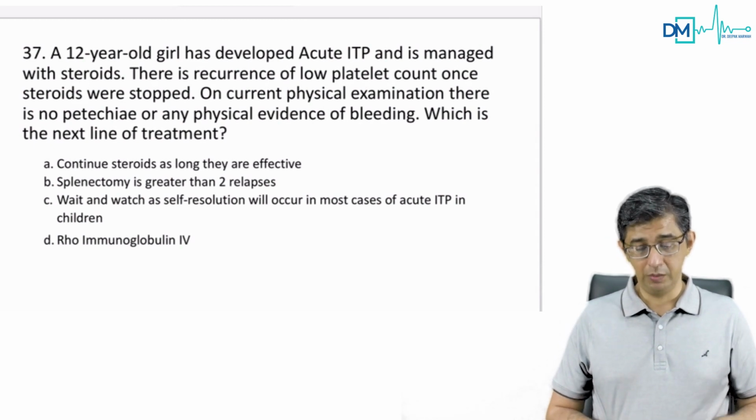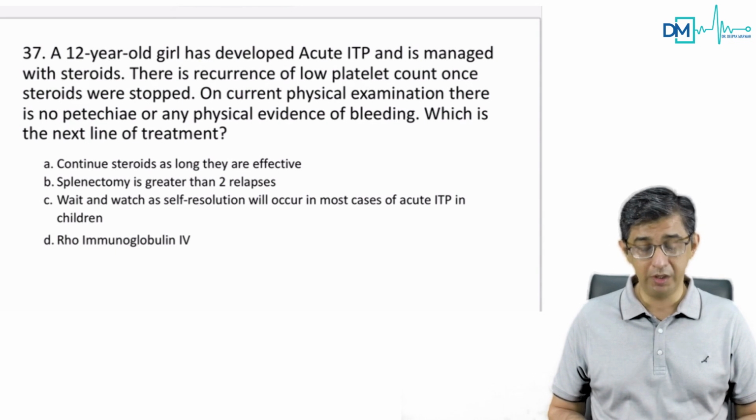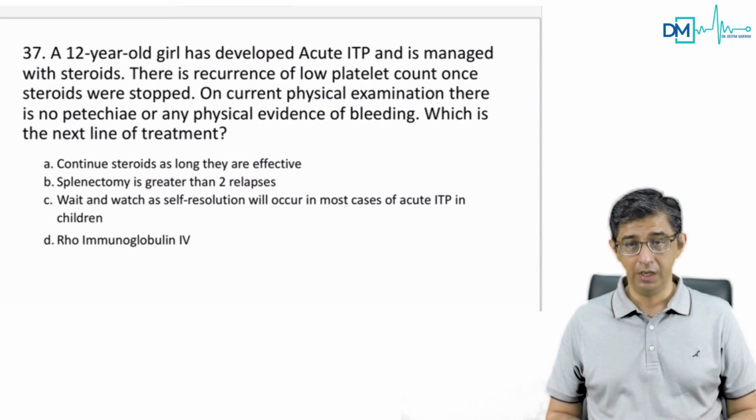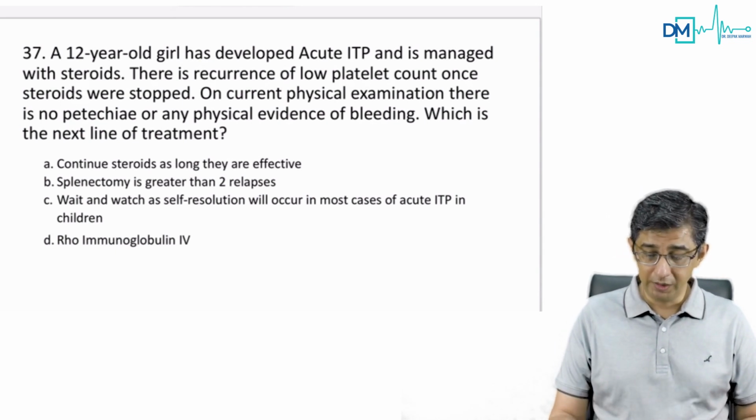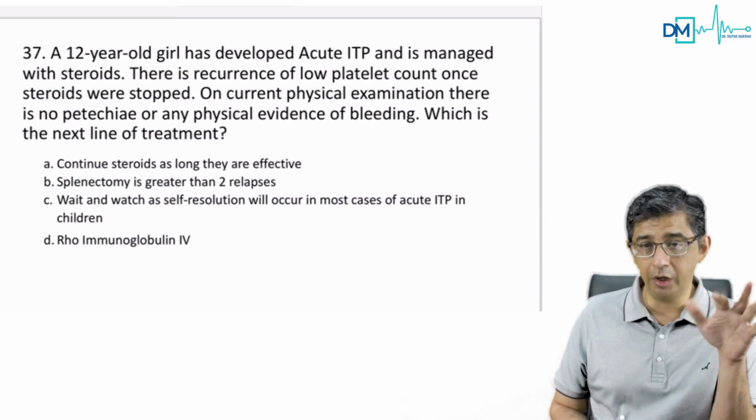The next question talks about this girl who has developed acute ITP and is managed with steroids. You very well know that in acute ITP we have to give steroids. There is a recurrence of low platelet count once the steroids were stopped, and that's a very common finding because this is an autoimmune disorder.